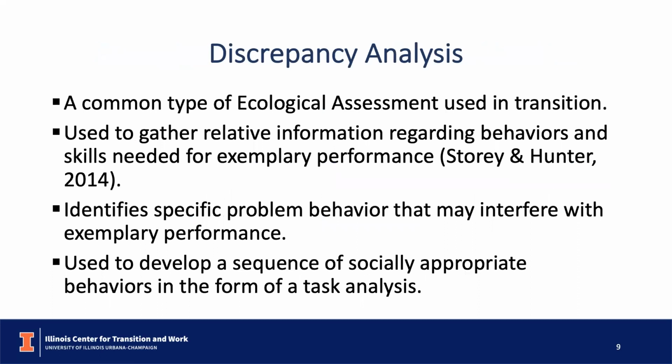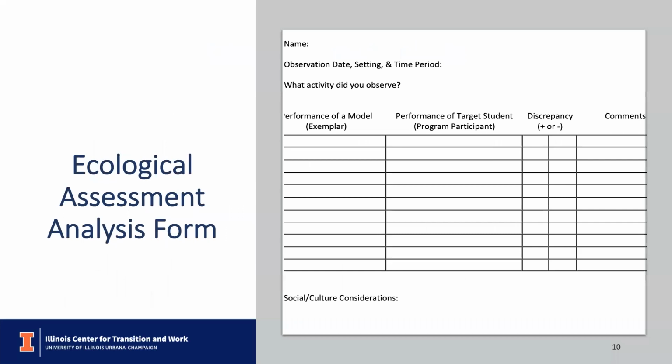A very common type of ecological assessment used in transition is called a discrepancy analysis. It's used to gather relative information regarding behaviors and skills needed for exemplary performance. What it does is it identifies specific problem behavior that may be interfering with an exemplary performance. And it can be used to develop a sequence of socially appropriate behaviors in the form of a task analysis. Here's an example of an ecological assessment analysis form in the form of a discrepancy analysis that can be used to conduct this type of assessment.